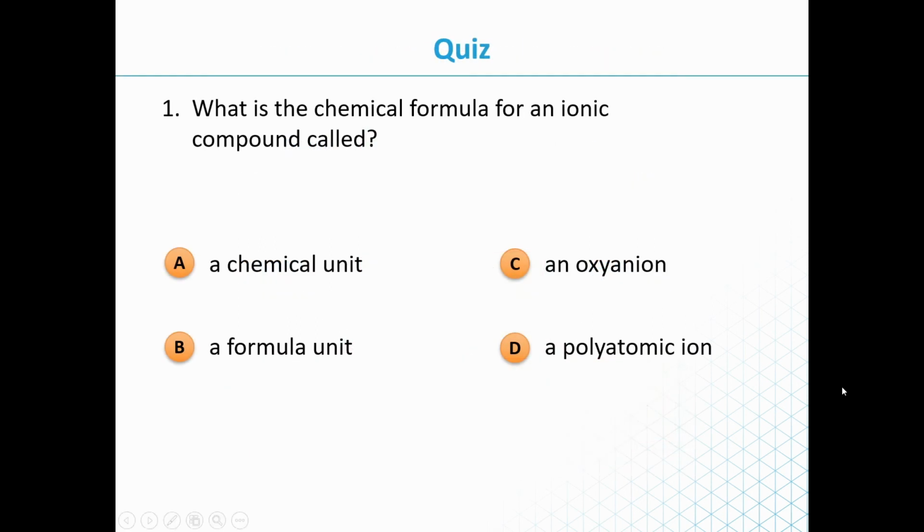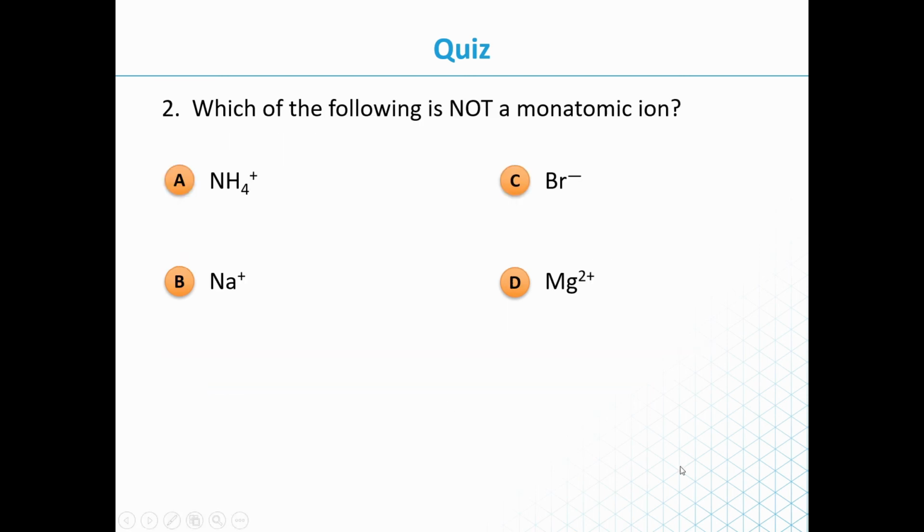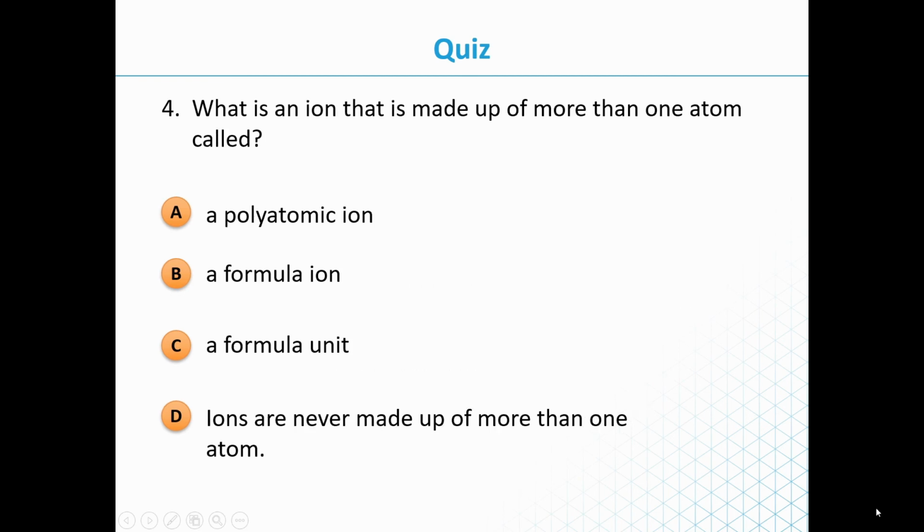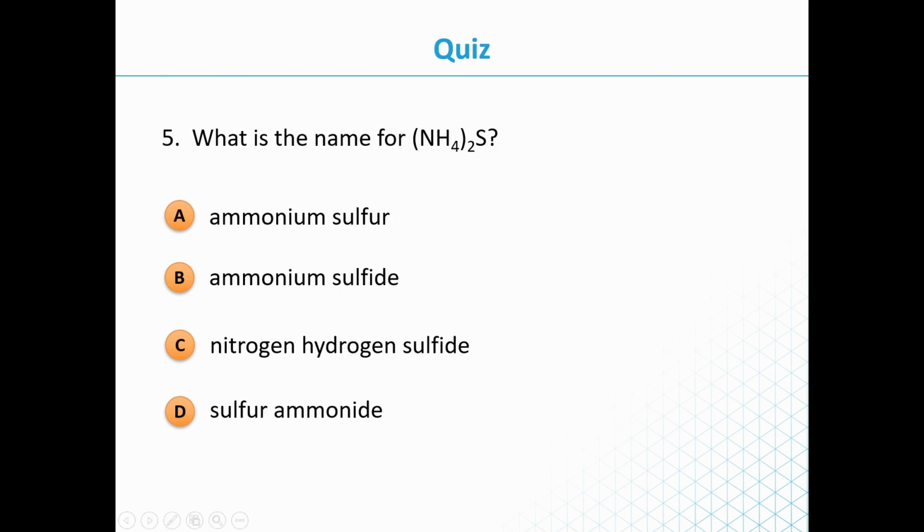Quiz number 1. What is the chemical formula for an ionic compound called? Which of the following is not a monatomic ion? Which is true of the chemical formula of an ionic compound? What is an ion that is made up of more than one atom called? What is the name for NH4 by 2S?